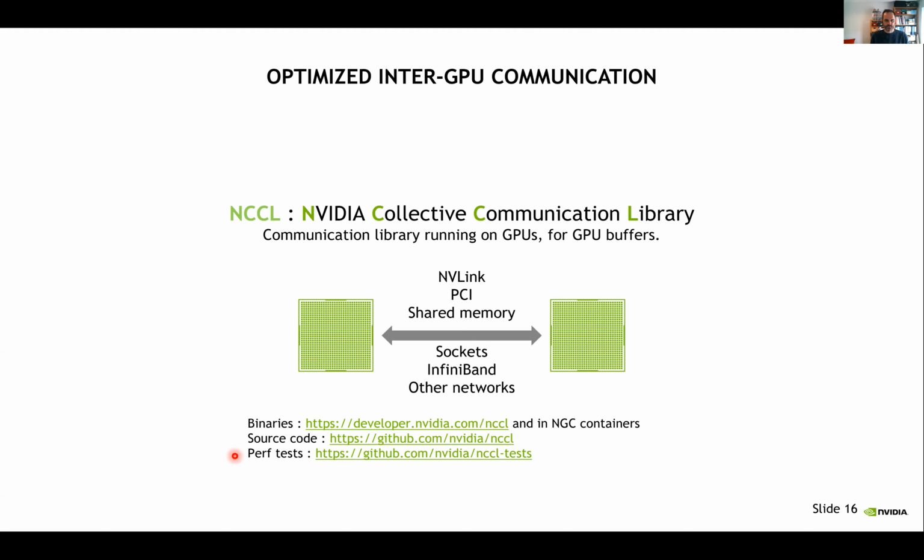Regarding the data paths supported, NCCL effectively supports so far everything that everyone I knew needed. So it can use NVLink direct peer-to-peer connections, and it can use PCI Express peer-to-peer connections. It can stage via node local shared memory. It can use sockets. It can use InfiniBand, and it also supports other networks. So effectively, the system you're using should be able to use NCCL.